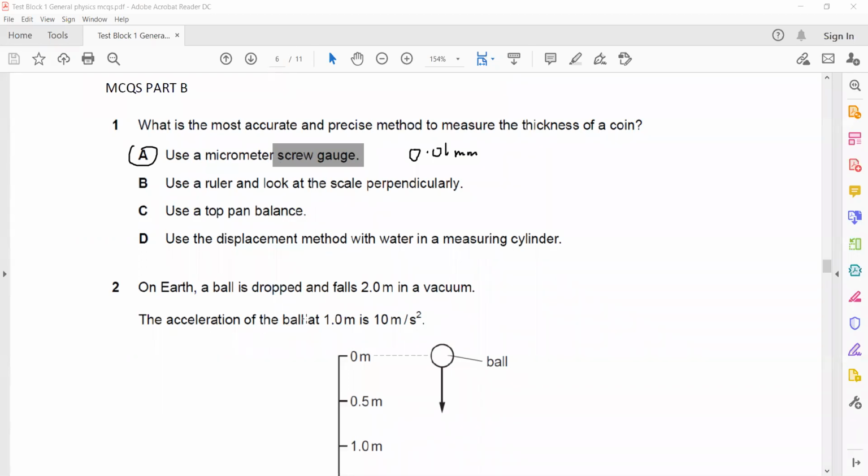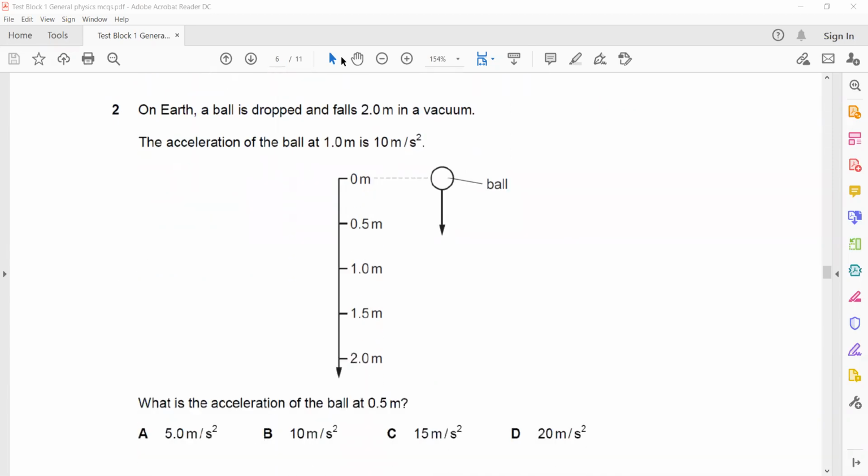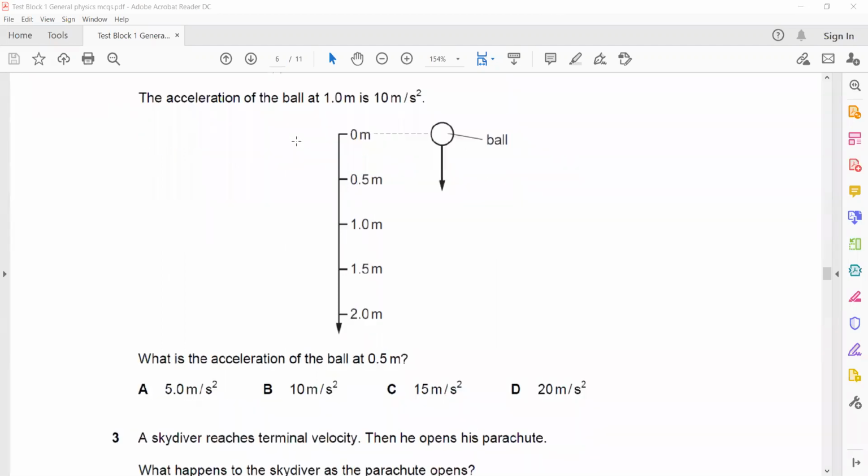On Earth, a ball is dropped and falls in a vacuum. Whenever objects drop, they all have the same acceleration at any point. So what will be the expression? Acceleration is due to gravity, which is 10 meter per second square. So it means every second, at any point when it is falling, it will have the same change in velocity, or same acceleration. So that's why it will be 10, because falling objects have constant acceleration. And even they mention it's in a vacuum, so it should be the same.